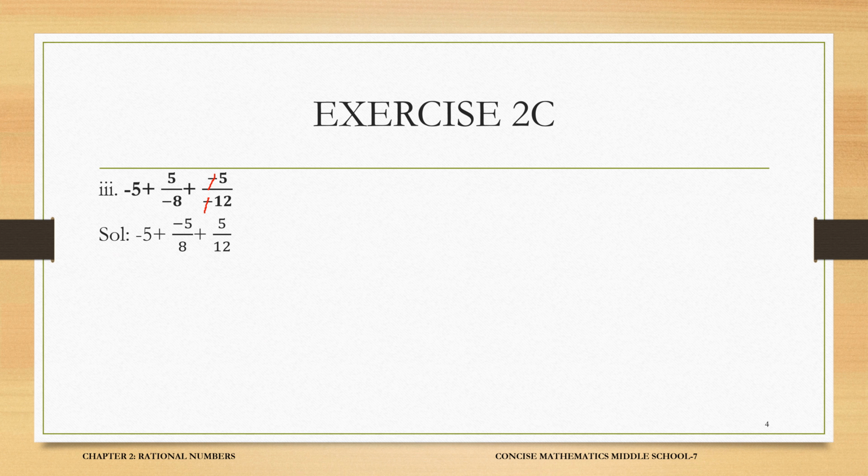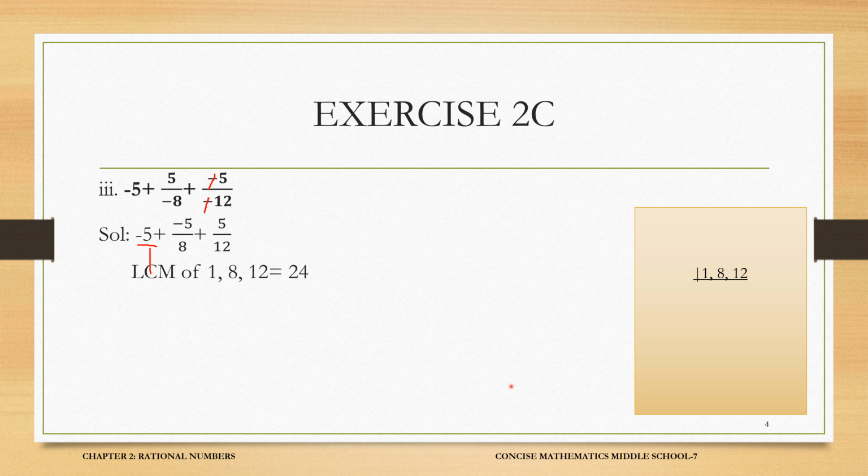Since nothing is here in the denominator, you can assume it as 1. Our next step is to take the LCM of 1, 8 and 12. It becomes 24. In a rough work, you can just write down 1 comma 8 comma 12.